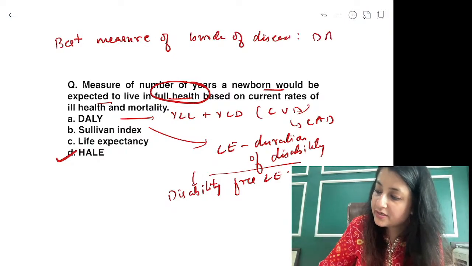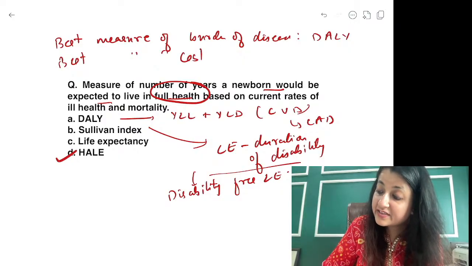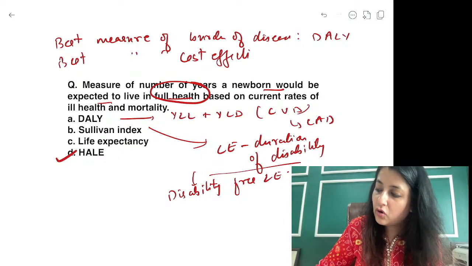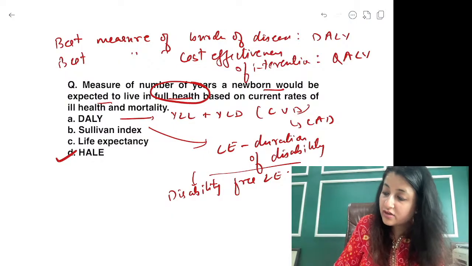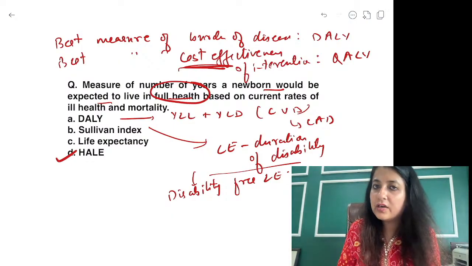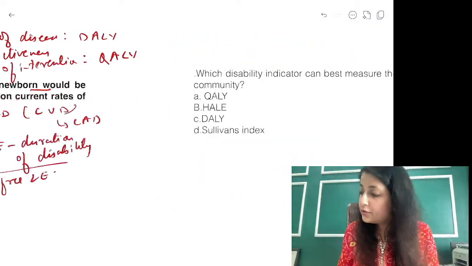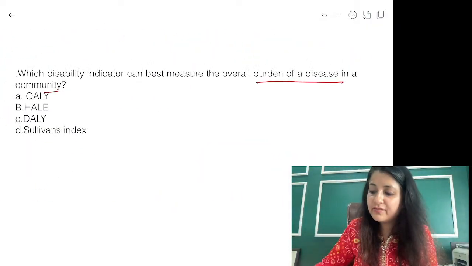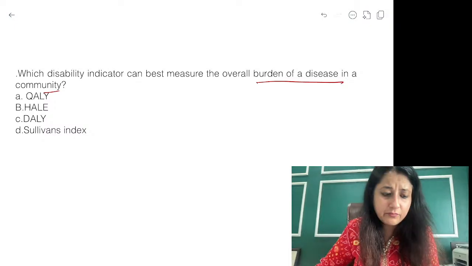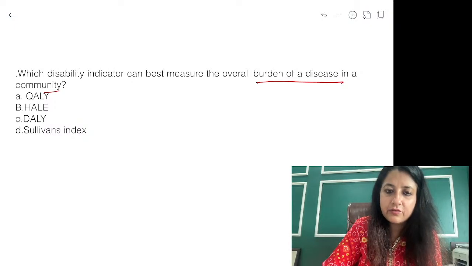But if the question is best measure of cost effectiveness of interventions, that is QALY. If the word cost effective is given, that is QALY. Okay, 2-3 more questions. What is the answer to this? Best measure of overall burden of disease, already done it. So can I tick it and move forward? Best measure of overall burden of disease, what is the answer over here?